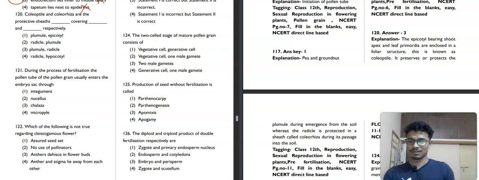Plumule and radicle. So it would be plumule and radicle. Third option will be your correct answer. Coleoptile for plumule, Coleorhiza for radicle.